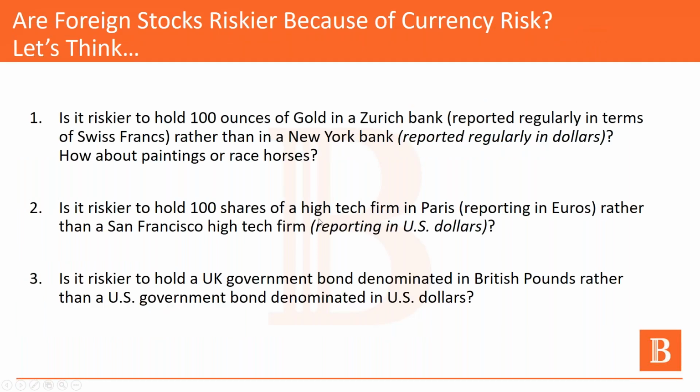So are foreign stocks riskier because of currency risk? Let's take this first example. It's not a stock, but the first example here is, suppose we're going to invest in gold. Well, if we were going to invest in gold, we'd take our money, 1,000 US dollars, and if we were going to do it in a Zurich bank, we would convert that $1,000 into Swiss francs, and then we would use those Swiss francs to buy gold in Zurich, Switzerland.